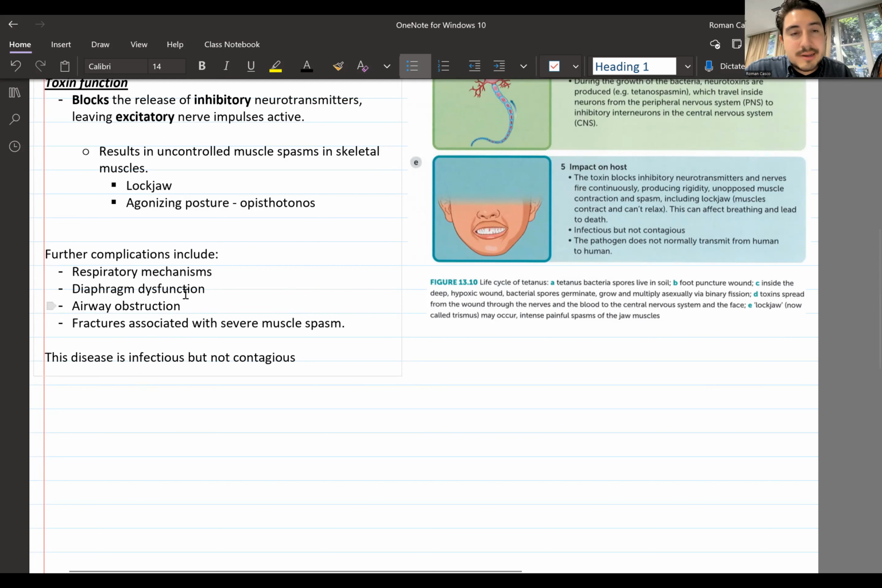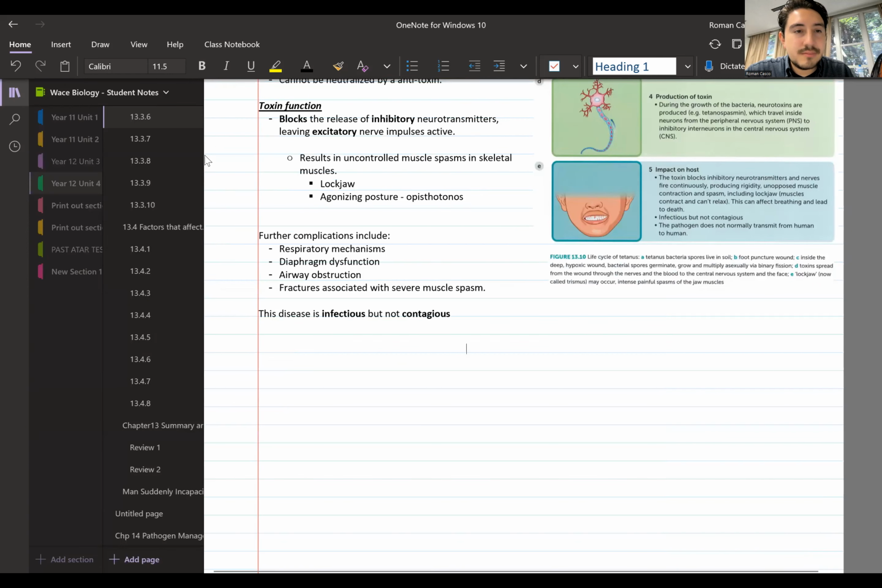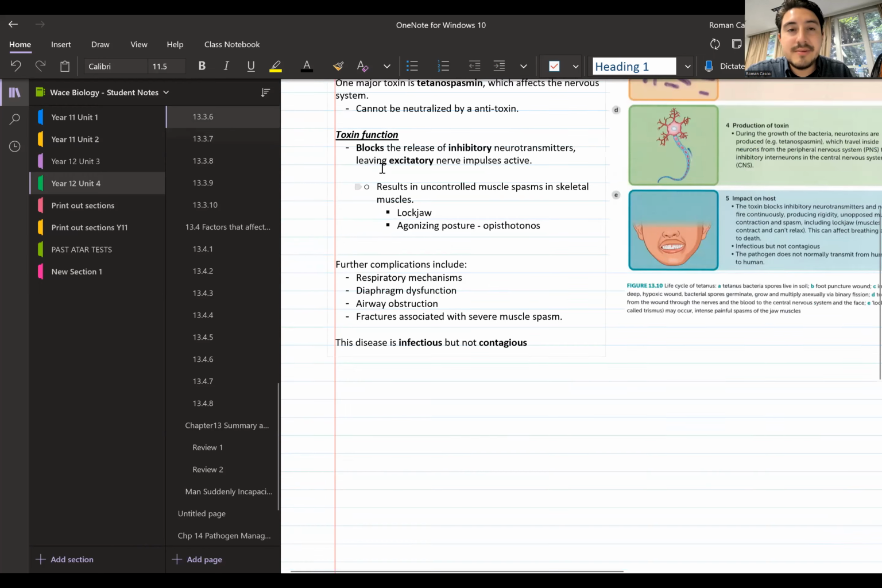Again, symptoms and mode of entry: always be familiar with these things for each pathogen. This disease is infectious, but not contagious. It's likely to be a question: you could be asked to name some diseases that are infectious but not contagious, as opposed to ones that are highly contagious. So make sure you make a note of that. So that's in terms of bacteria.